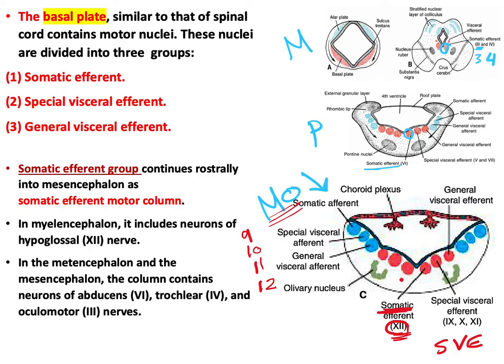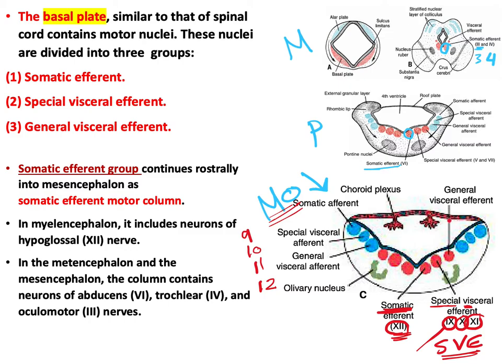So special visceral efferent relates to the striated muscles created by the pharyngeal arches. In the head, you remember that number 9 gives the stylopharyngeus muscle, and number 10 gives the muscles related to the constrictors of the pharynx, the intrinsic muscles of the larynx, and the upper two-thirds of the esophagus. And cranial nerve number 11 supplies the sternocleidomastoid and trapezius muscles. So this is special visceral efferent.